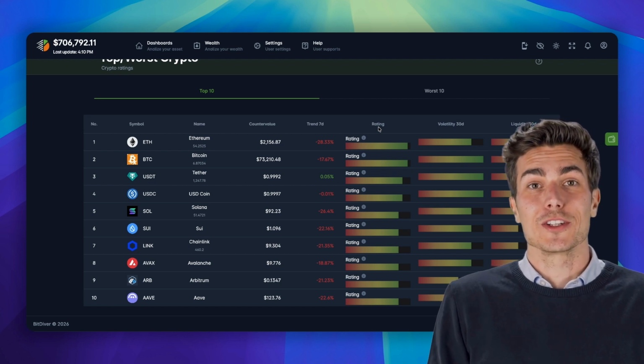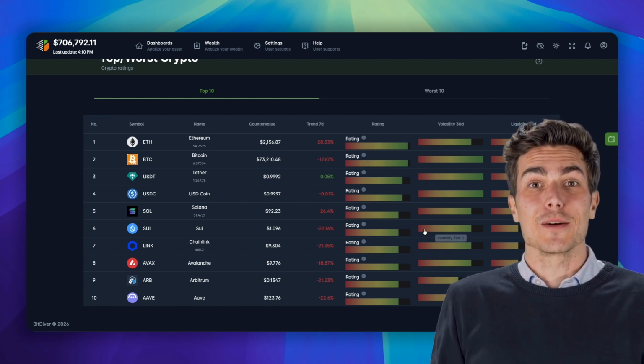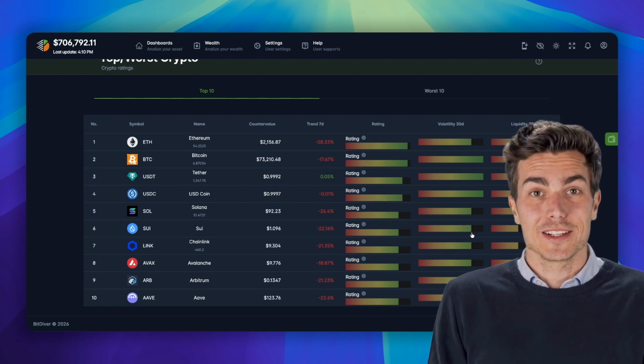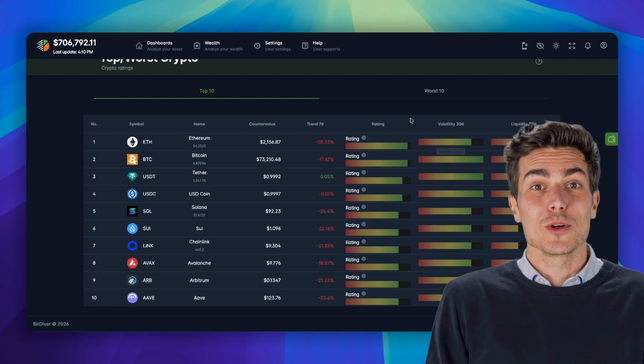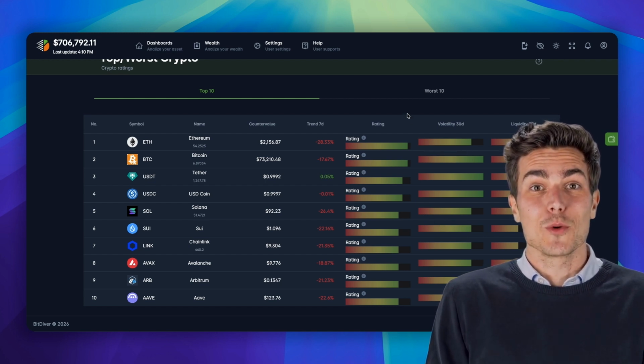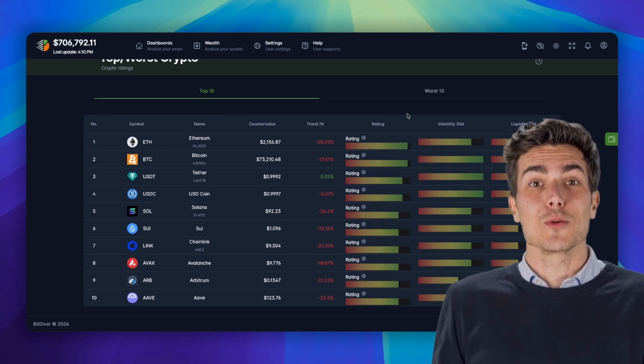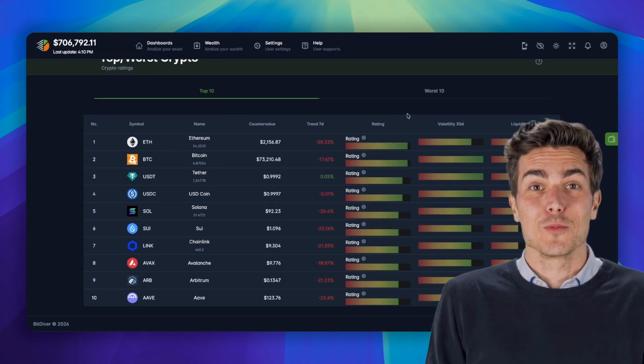The rating represents a synthetic evaluation of the cryptocurrency's overall quality based on BitDiver's internal criteria. The colored bar associated with the rating follows a scale ranging from lower values, highlighted in red, to higher values, highlighted in green. A higher rating indicates a crypto that, according to the analysis model, presents overall more solid characteristics. Conversely, a lower rating signals greater criticalities or relative weaknesses.